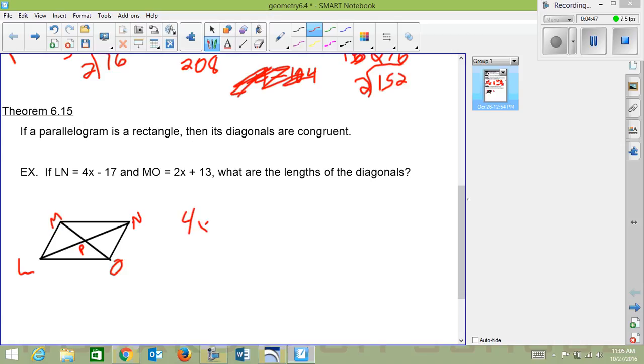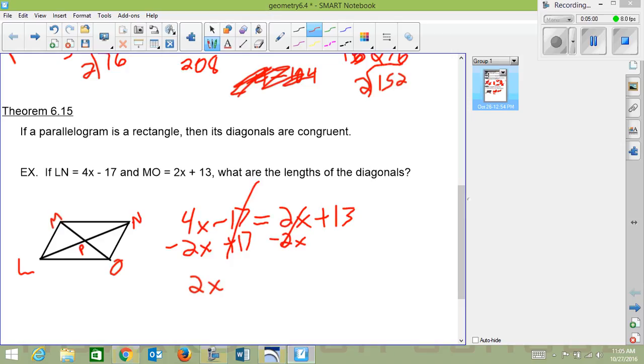So then I could write it out: 4x minus 17 equals 2x plus 13. I'm just going to go ahead and solve this the way that we've been taught. Move the 2x over there, you get 2x. Add the 17 to get rid of it, move it over here. 2x equals 30, divide by 2, divide by 2, x equals 15.